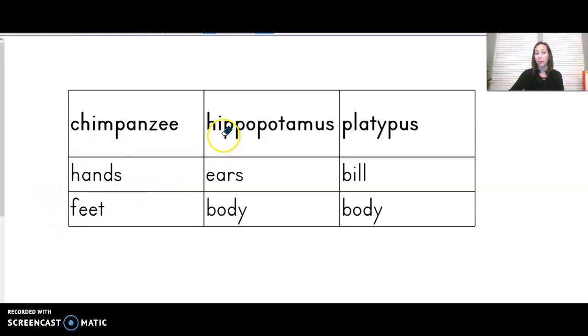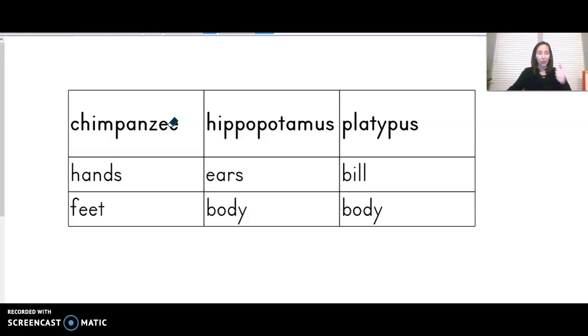If you're choosing the hippopotamus, you're going to either write about the hippopotamus's ears or the hippo's body. And if you choose the platypus, you're either going to write about the platypus bill or their body. Okay, so let me show you what you're going to do once you pick your animal and then your feature. Take a minute to think. I'm going to pick chimpanzee and I'm going to write about the hands.